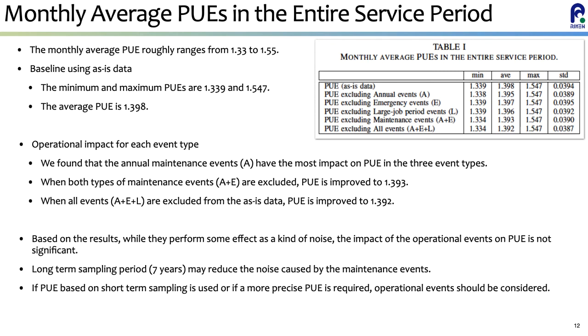The PUE excluding annual events is 1.395. When both types of maintenance event are excluded, PUE is improved to 1.393. Further, when all events are excluded from the as-is data, PUE is improved to 1.392. From the result, we found that the annual maintenance events have the most impact on PUE among the three event types. Based on the results, while they perform some effects as a kind of noise, the impact of the operational events on PUE is not significant.